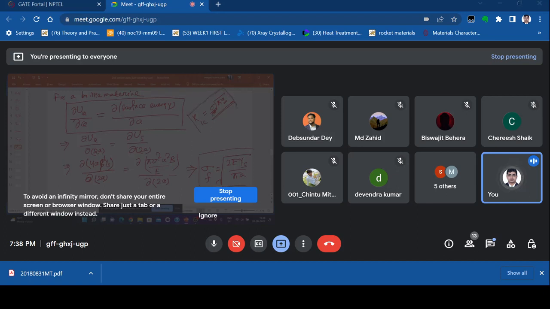So this relation basically tells the critical crack for a particular applied stress. So that is this a here.